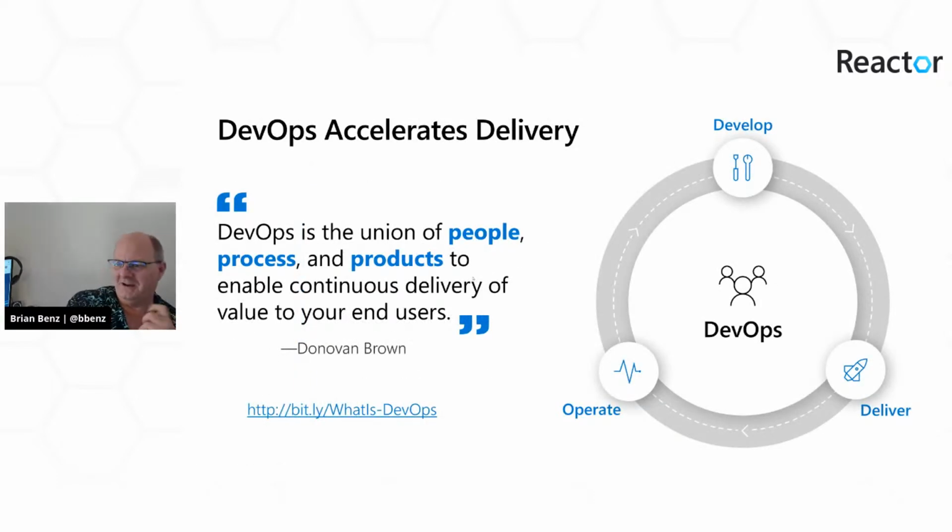So just to review, we've seen this slide in every presentation. It's a great quote, and I always like to start with it because it just sets the tone for the rest of the session. A colleague of mine, Donovan Brown, has a great quote: DevOps is a union of people, process, and products to enable continuous delivery of value to end users. So that means that you need people on board. Everyone needs to understand their role. You have to have a clear process so everybody understands their role within that process.